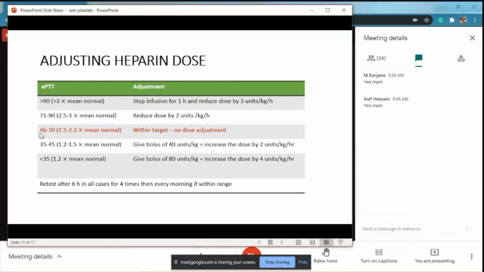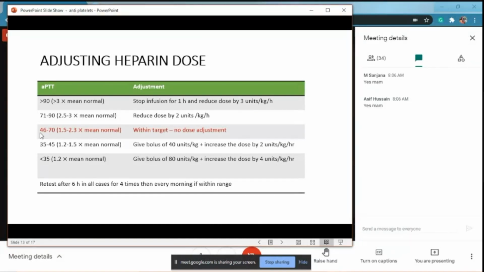So if the physician comes and asks what adjustment I have to do, when the value is above 90, right away what should come to mind is stop infusion. And for how long? That is the next question. For 1 hour. Okay. So again, if you see a number above 90, stop infusion.